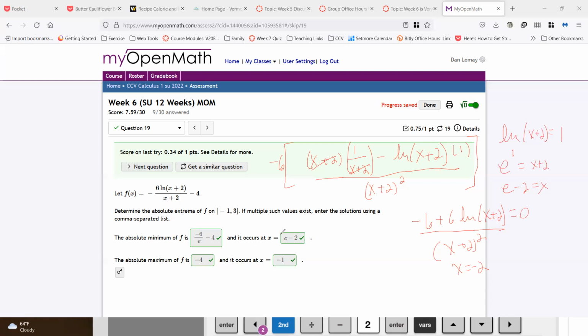And we got our endpoints, negative 1 and 3. Oh, so look at that. Negative 1. We don't even have to worry about that x equals negative 2, do we? So we're going to test negative 1, e minus 2, and then we're going to test, what am I going to test? Oh, the other endpoint, which is 3.